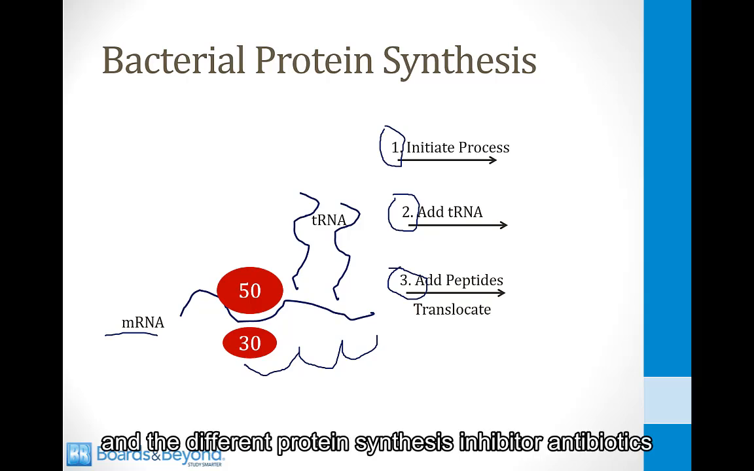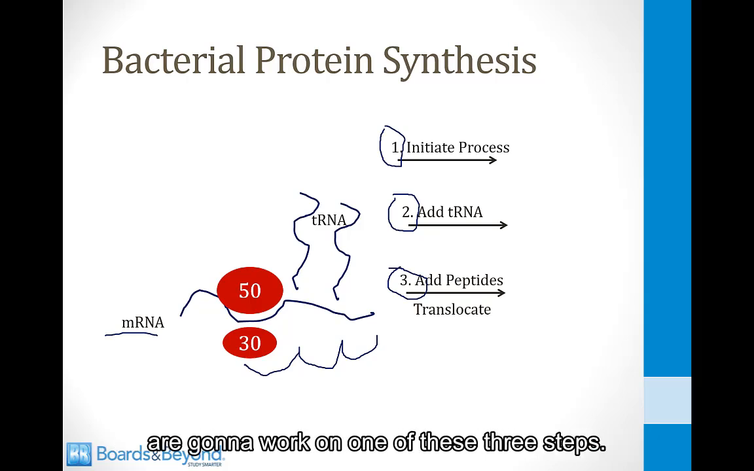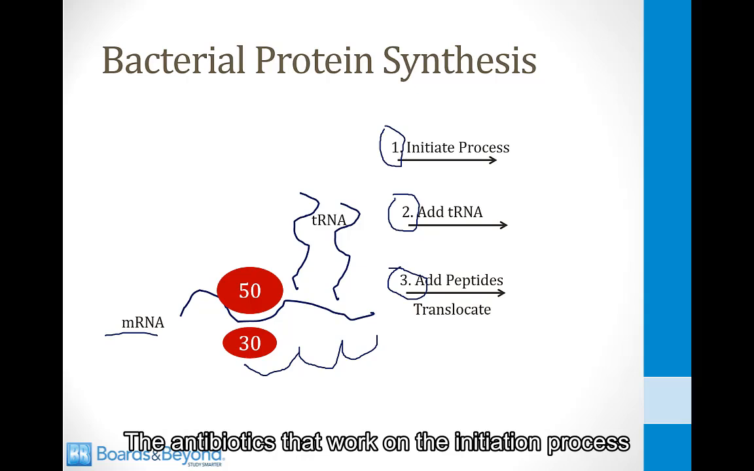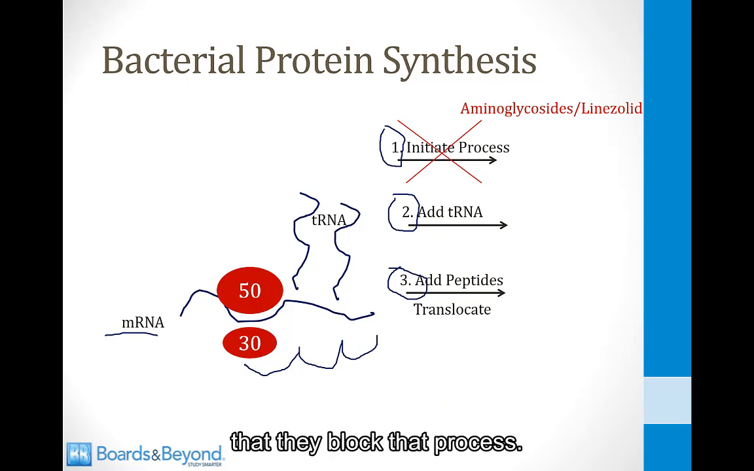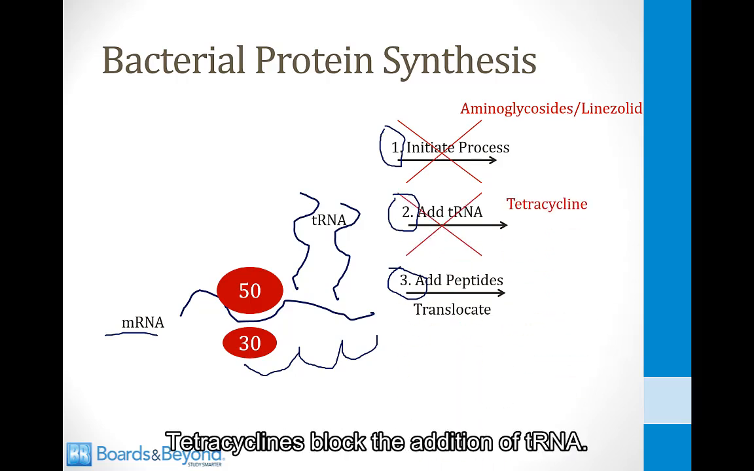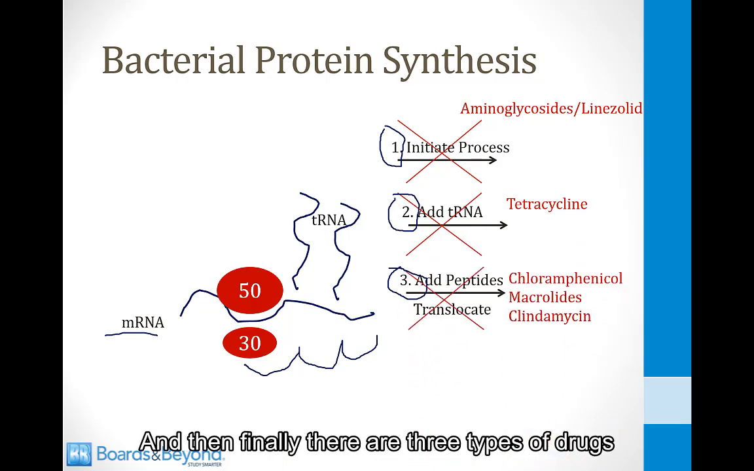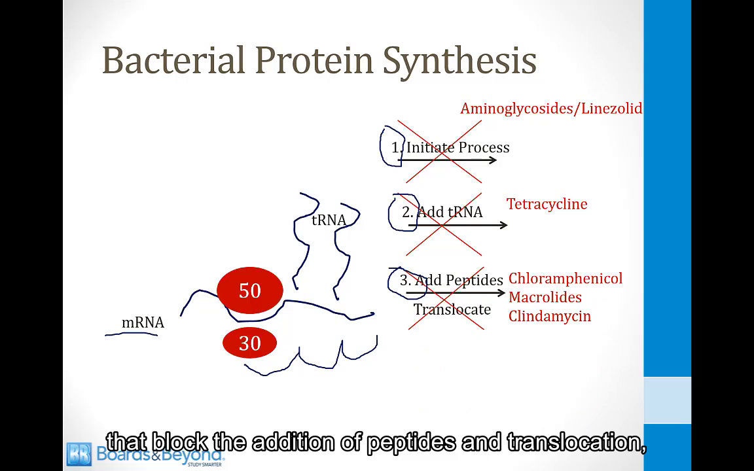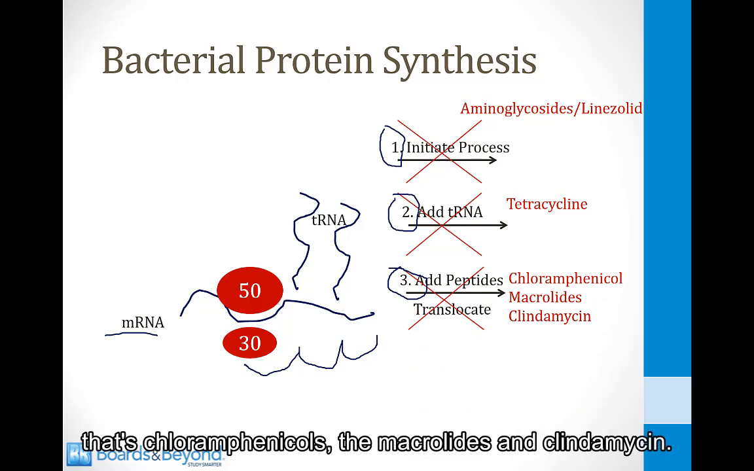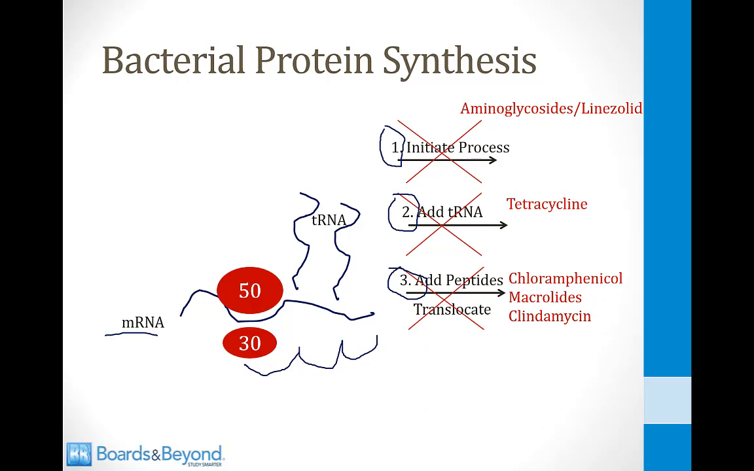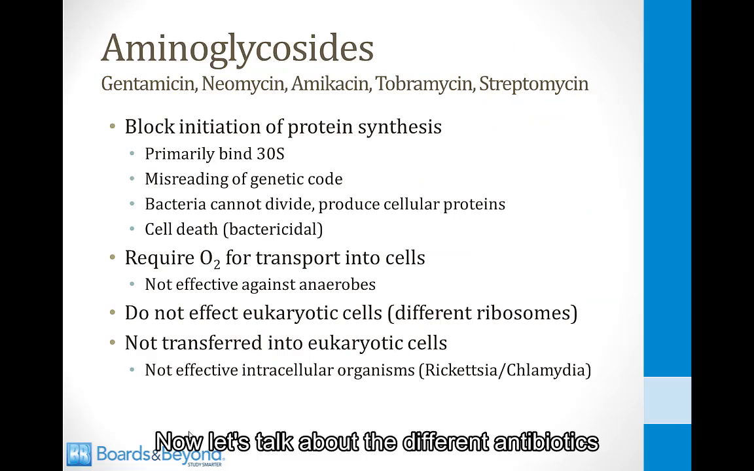And the different protein synthesis inhibitor antibiotics are going to work on one of these three steps. The antibiotics that work on the initiation process are the aminoglycosides and linezolid. They block that process. Tetracyclines block the addition of tRNA. And then finally, there are three types of drugs that block the addition of peptides and translocation. That's chloramphenicol, the macrolides, and clindamycin. Now let's talk about the different antibiotics one at a time.